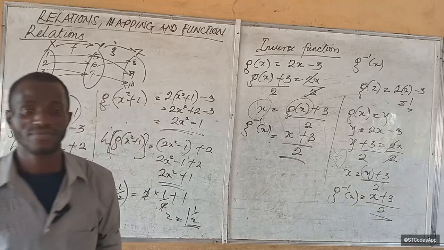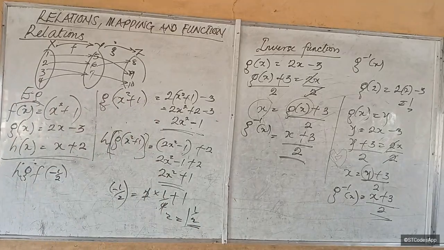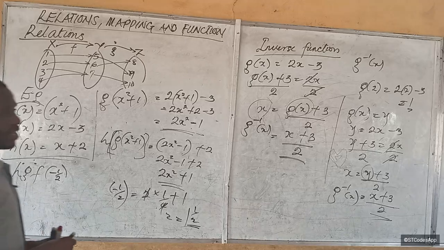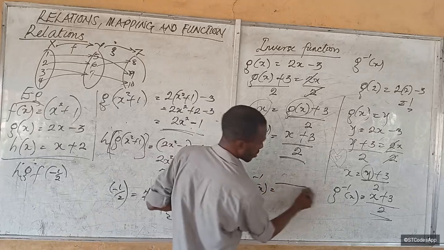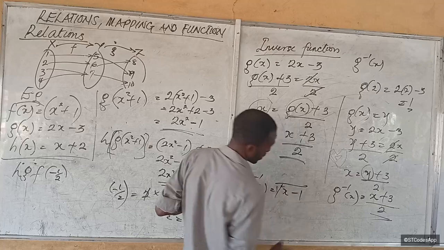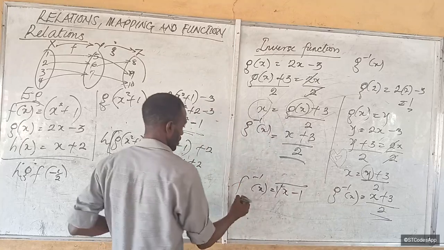So who can, without touching the book, give me f inverse of x? What will it be? F inverse of x from that function. F inverse of x will be what? X minus 1. With x minus 1. Are you sure? Let's see.